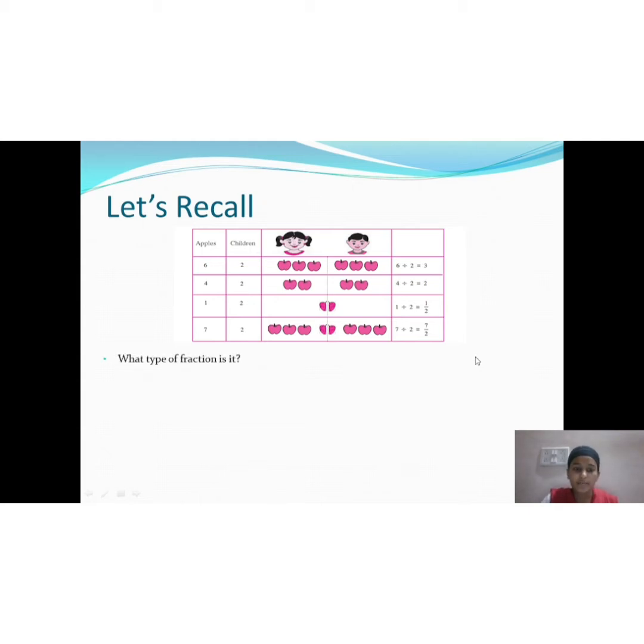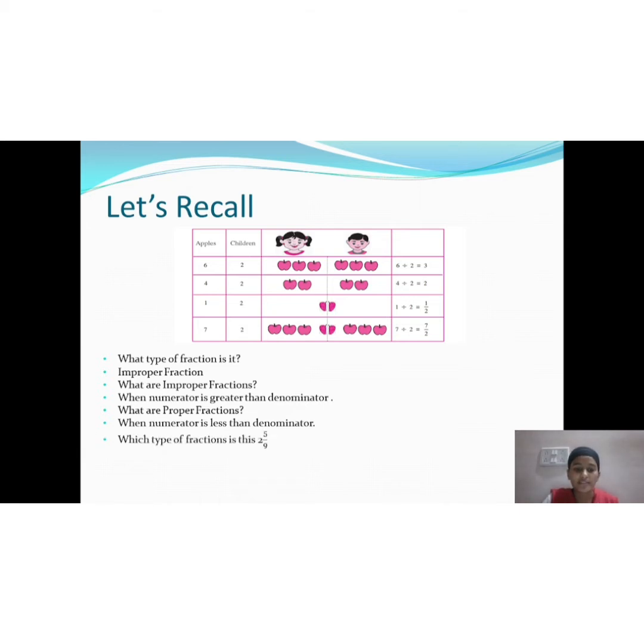Now, can you tell me what type of fraction it is? 7 upon 2 is which type of fraction, students? It is an improper fraction. Can you tell me what improper fractions are? When the numerator is greater than the denominator, it is known as an improper fraction. Can you tell me what proper fractions are, students? Yes, when the numerator is less than the denominator, it is a proper fraction. Now, which type of fraction is this? 2 and 5 upon 9 is which type of fraction? It is a mixed fraction.